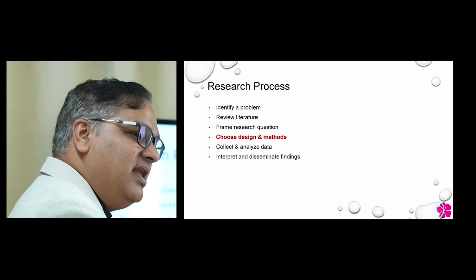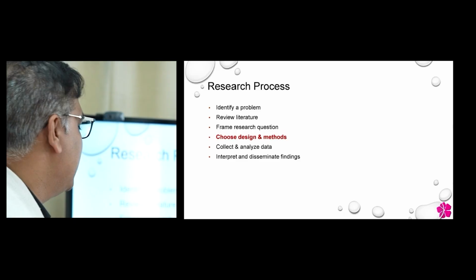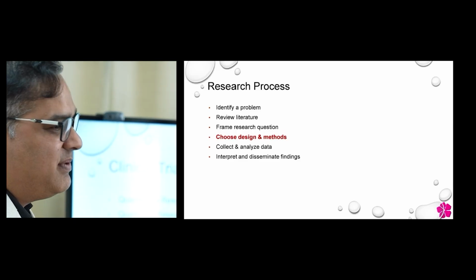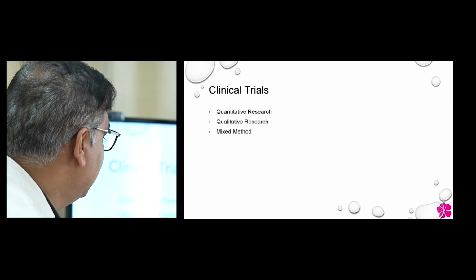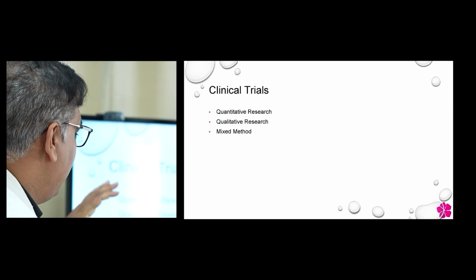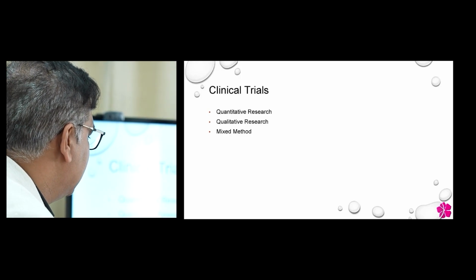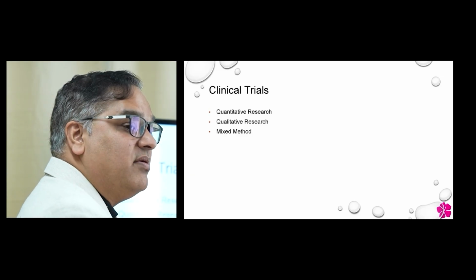Next. Now collect and analyze data, and interpret and disseminate. We have a separate class on it, so I won't be going into it. So this is how the research process is done. Now about some types of research. It can be quantitative, qualitative, or mixed method.